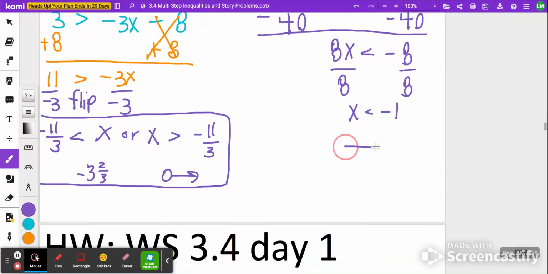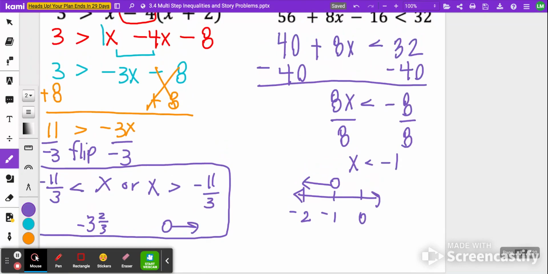So again, if I graph it, that would be an open circle pointing left. Okay, that is going to conclude our lesson for 3.1 day 1.